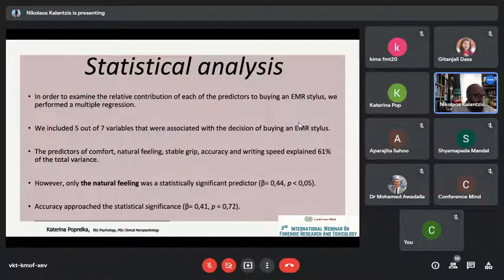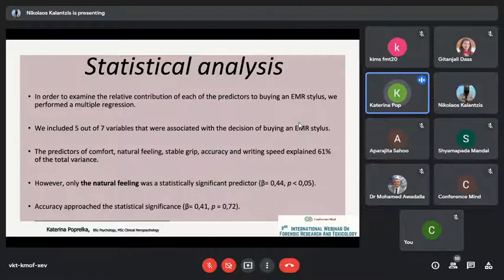And in order to examine the relative contribution of each of the predictors to buying an EMR stylus, we performed a multiple regression. We included 5 out of 7 variables that were associated with the decision of buying an EMR stylus. The predictors of comfort, natural feeling, stable grip, accuracy, and writing speed explain 61% of the total variance. Well, it's not a huge percent, but significant.